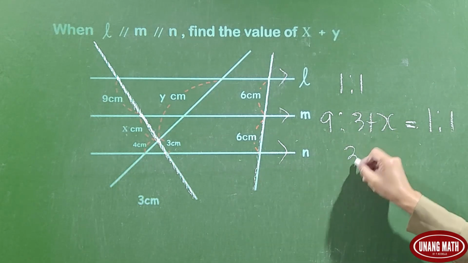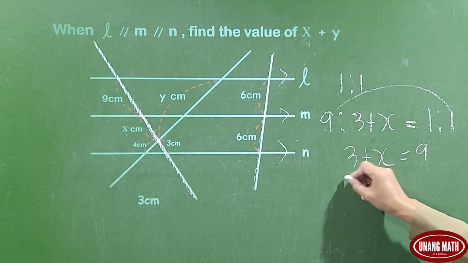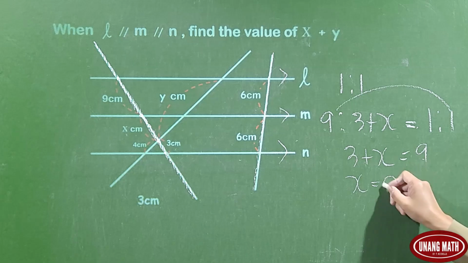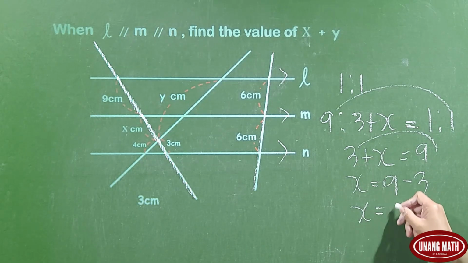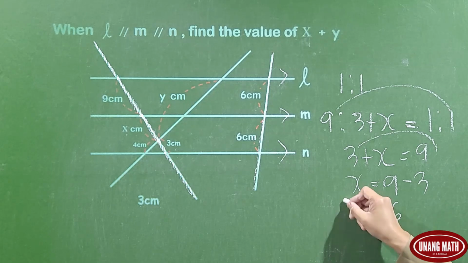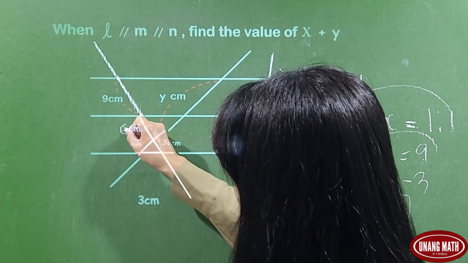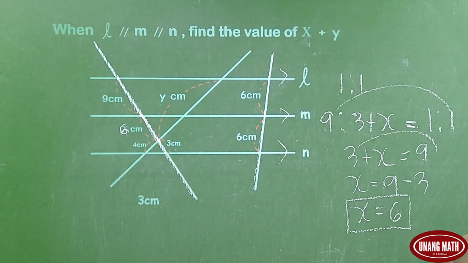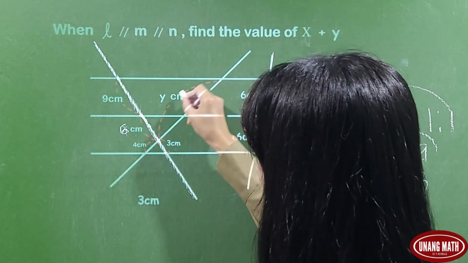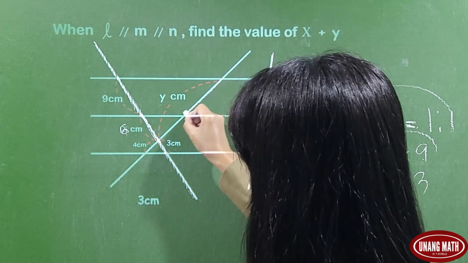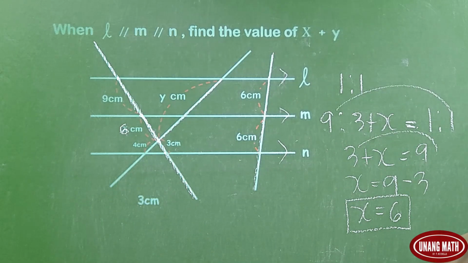This is equal to 1:1. So 3 plus X is equal to 9. So we have X is equal to 9 minus 3. It means X is 6. So the value of X is 6. So this is 6 centimeters. This time, we will find the length of this segment, that would be the value of Y.